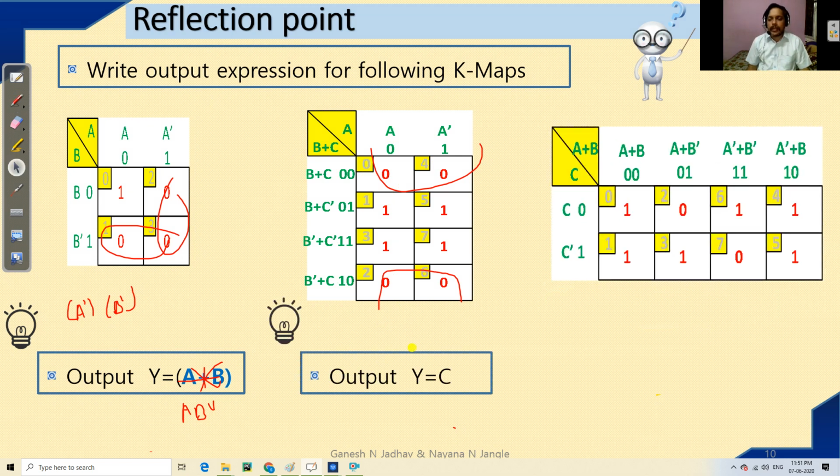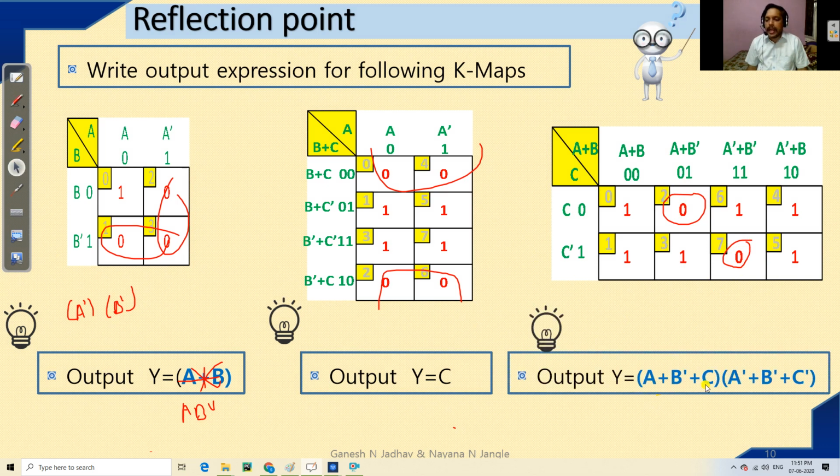In the third one I have 2 zeros, so 1 0 is here and 1 0 is here. I cannot combine them in a group of 2, group of 4, or group of 8, so we have to go with single groups. For this group the non-changing are A and B dash, and on this side the non-changing is C. So I have to write A plus B dash plus C, and for this, A dash plus B dash plus C dash. So let's check the output: A plus B dash plus C, A dash plus B dash plus C dash. Hope you got all the correct answers.